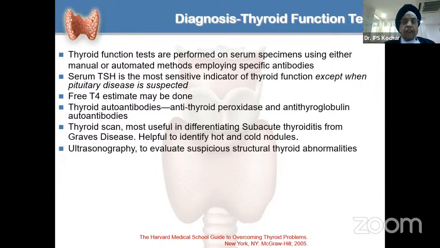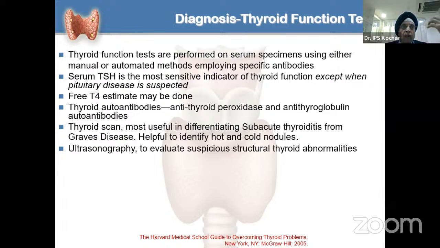TSH is the most sensitive indicator of thyroid function, except when pituitary disease is suspected. In that case, an FT4 estimate may be done. So you may do an FT4 if you require it, but TSH is very good.